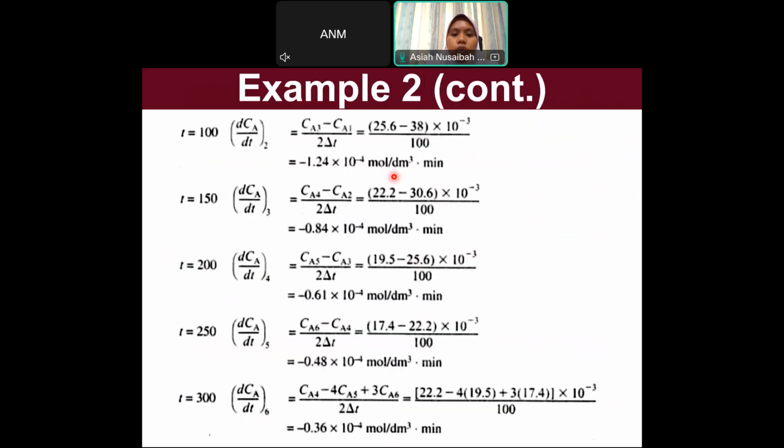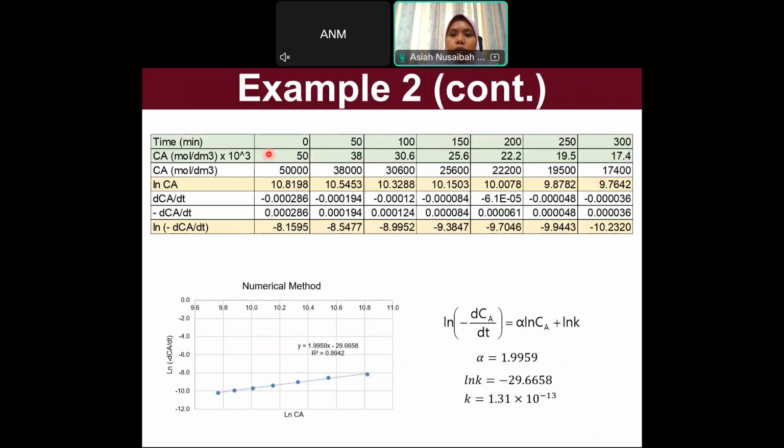After we do it for all points, we just tabulate the data to ensure that we don't make any mistake. Just now for the graphical method, the histogram, we had one less, but remember for the first point we can also calculate minus dCA over dt, so it becomes equal. Just now I said differently. Now, time and CA were given from the question.